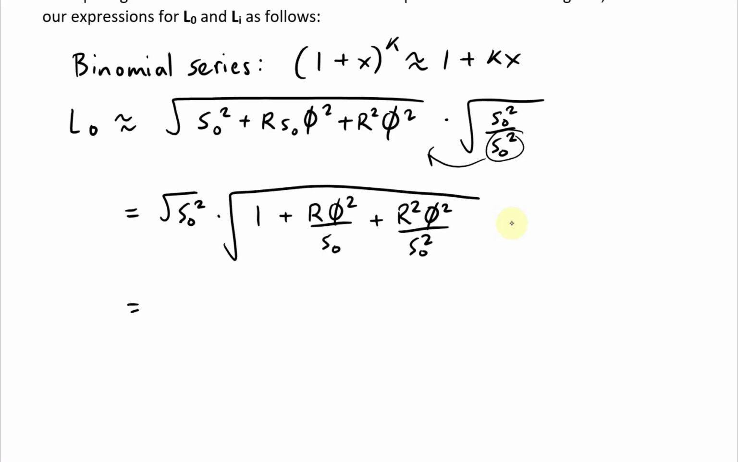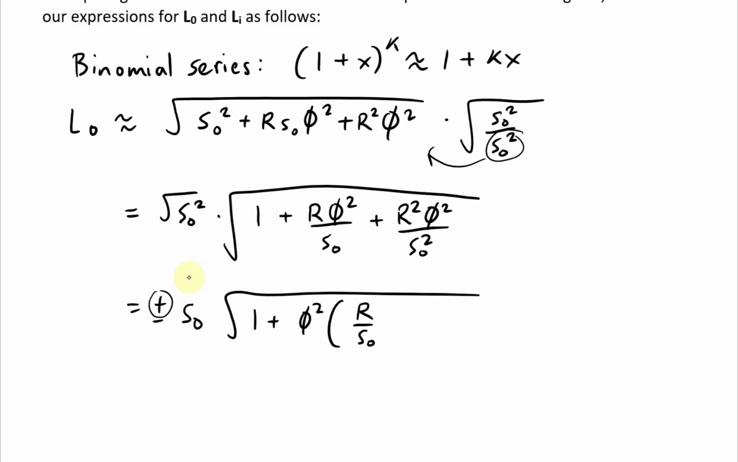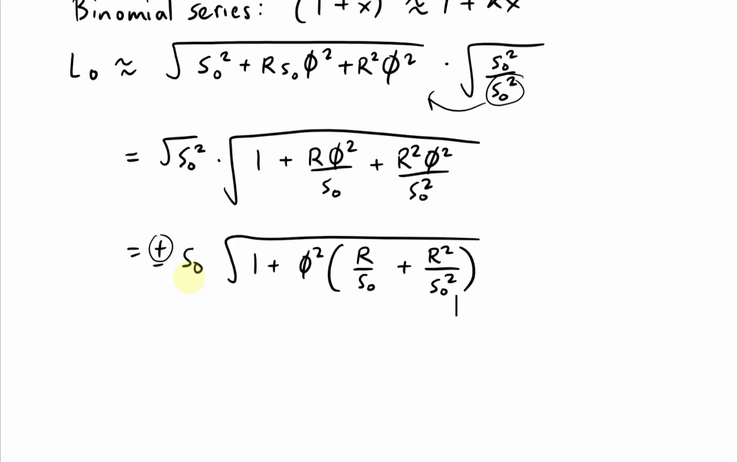And now this equals s naught, plus or minus, and we're going to take the plus because it's a positive distance right there. But I always do this because when you take a square root it could be positive or negative, because negative times negative is positive, the same thing as positive times positive. So now I'm going to factor out the phi, so 1 plus phi squared times R over s naught plus R squared over s naught squared. Put a bracket. And now this is our formula. Yes, that's our L naught.